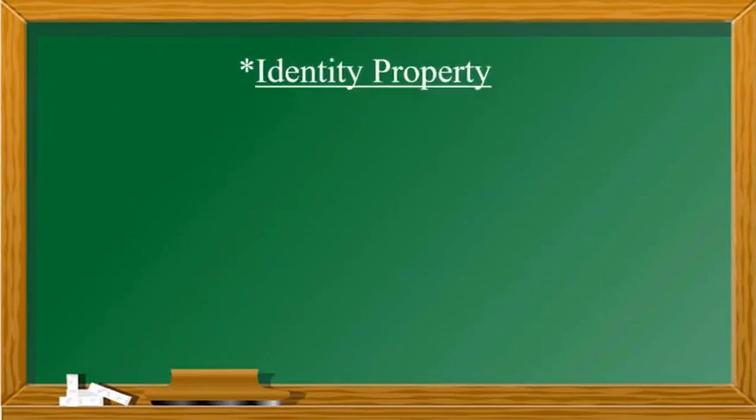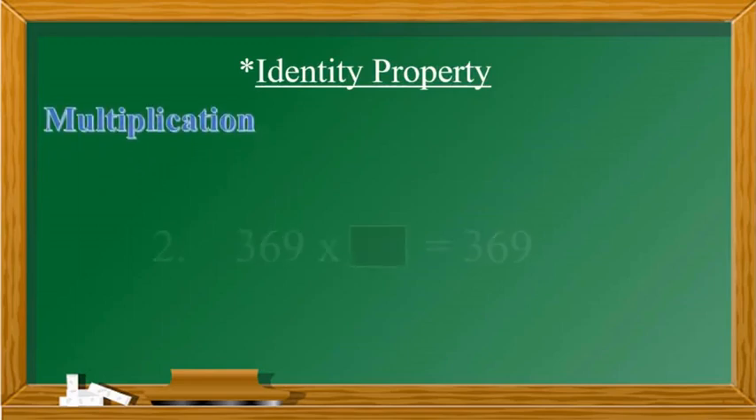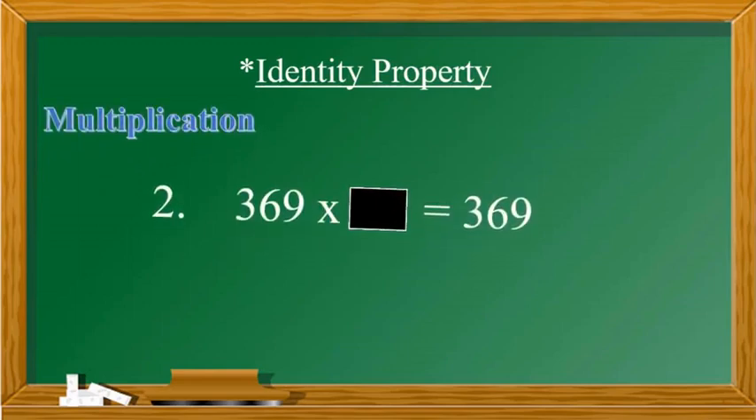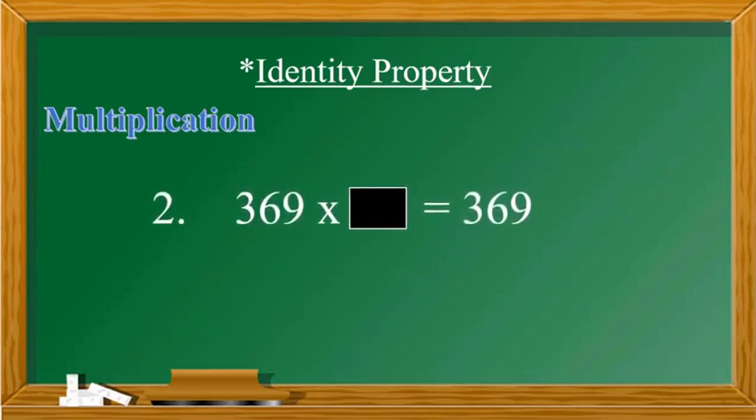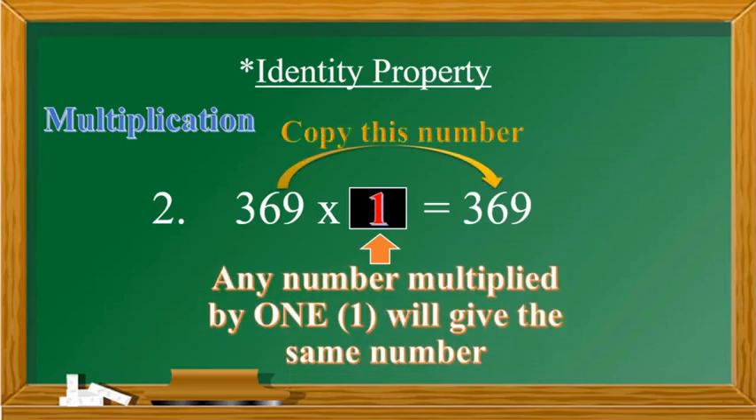I have here another example of identity property. I will use multiplication this time. The equation is 369 times the missing number equals 369. What can we multiply to 369 that it will give the same number as 369? The answer is 1. So the missing term or number is 1. This means any number multiplied by 1 will give the same number.